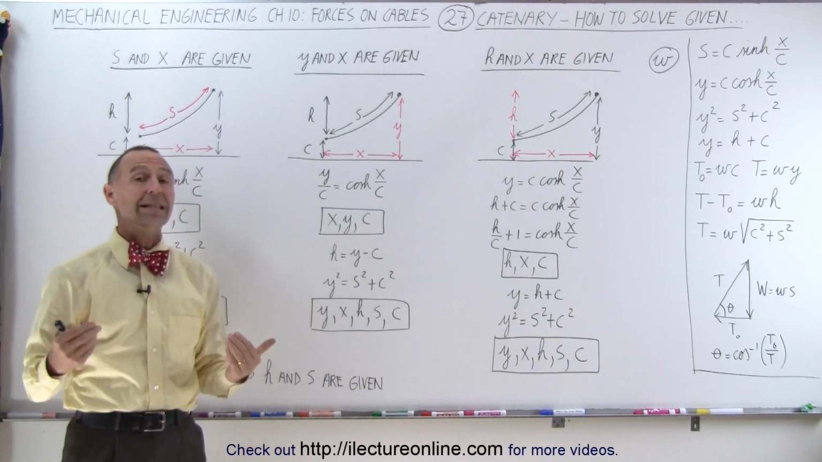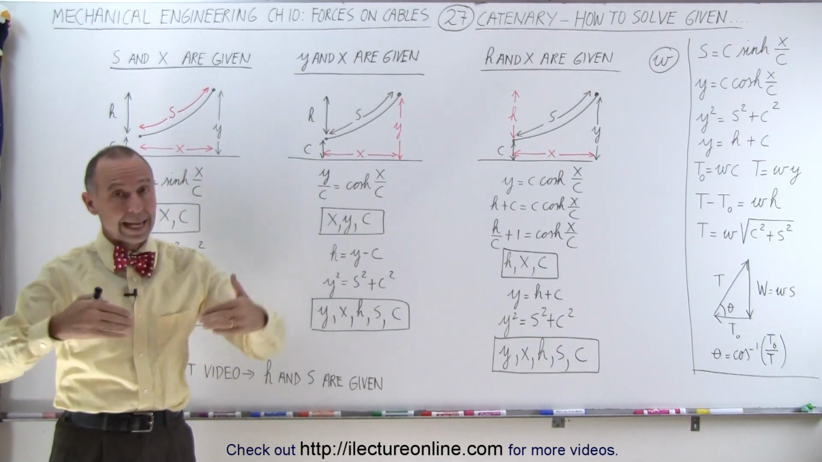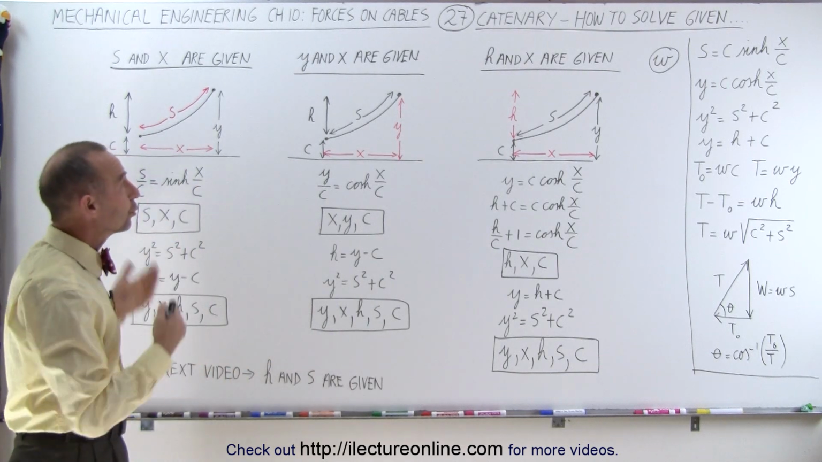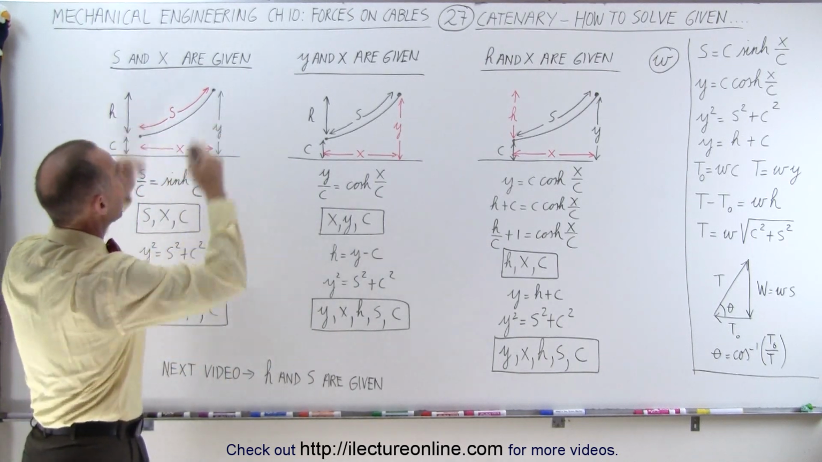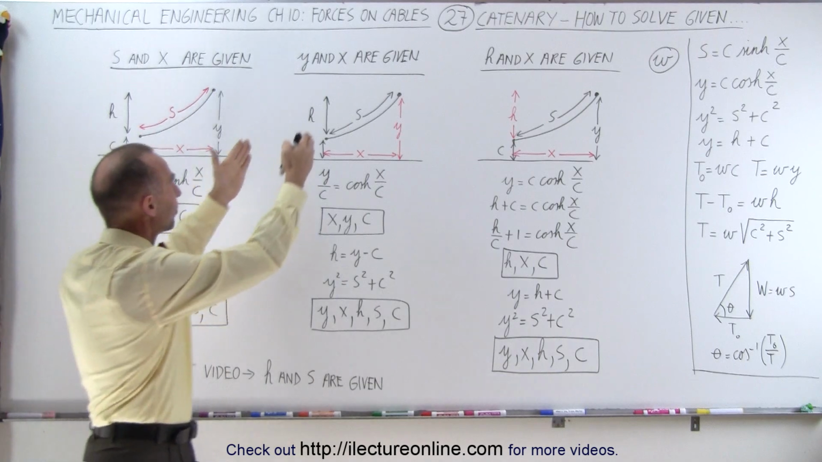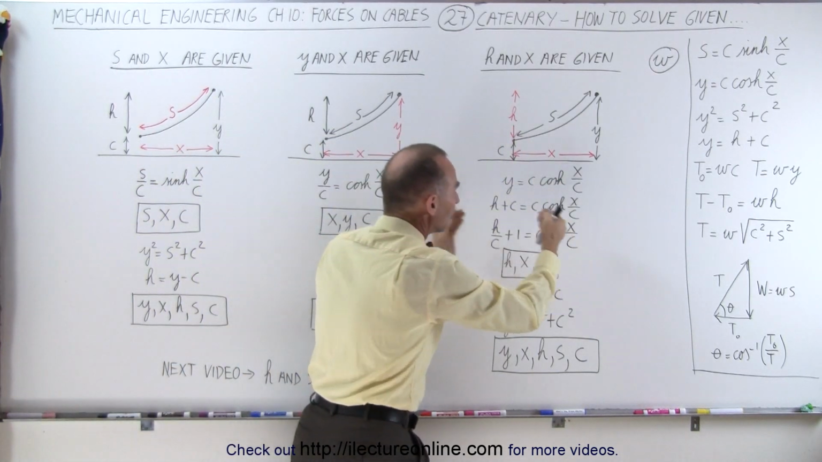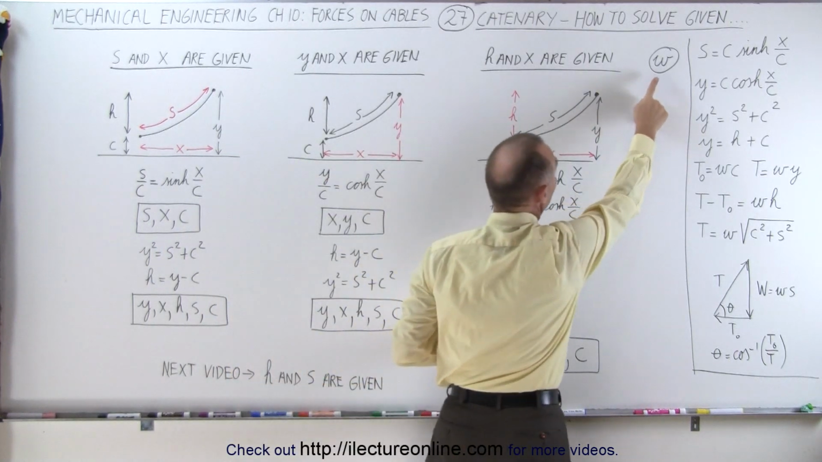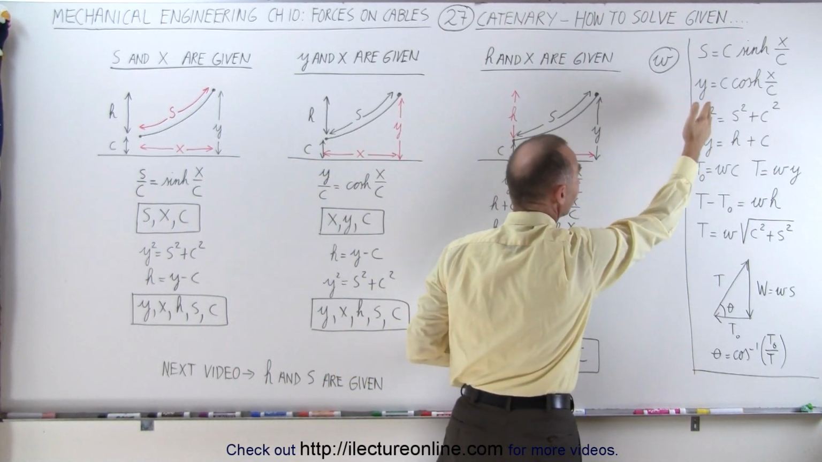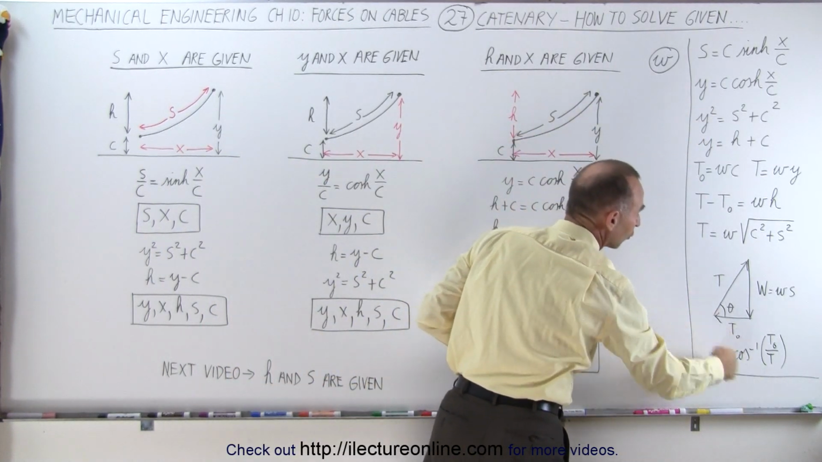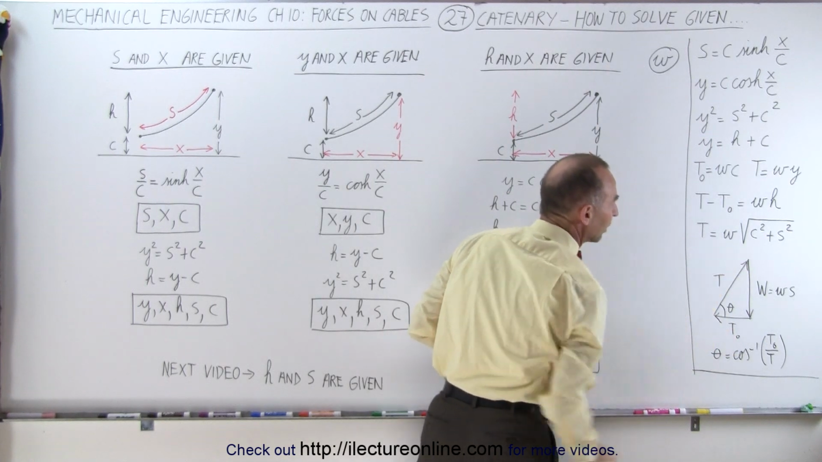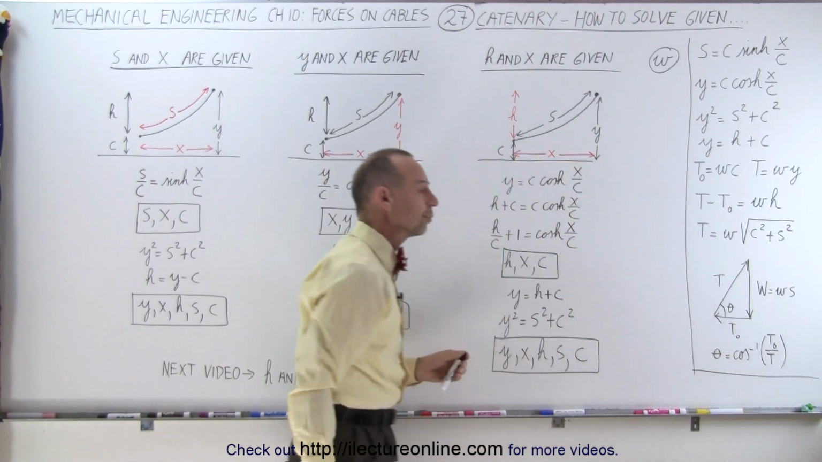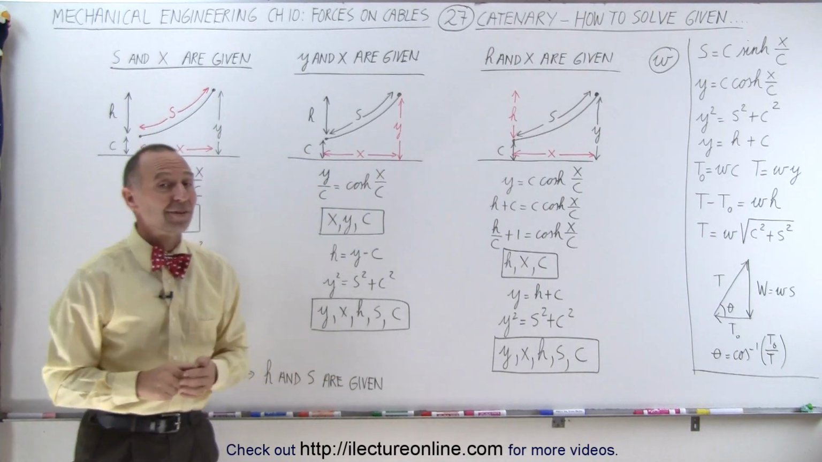So you're beginning to see that in order to solve the catenary in a fluent fashion, you're going to have to recognize which of the variables are given and then follow the appropriate steps to get the other variables. And in conjunction with knowing w, the weight per unit length, you can find the tensions, and then you can also find the angle that the cable makes with the attach point using this equation right there. And that's how it's done.